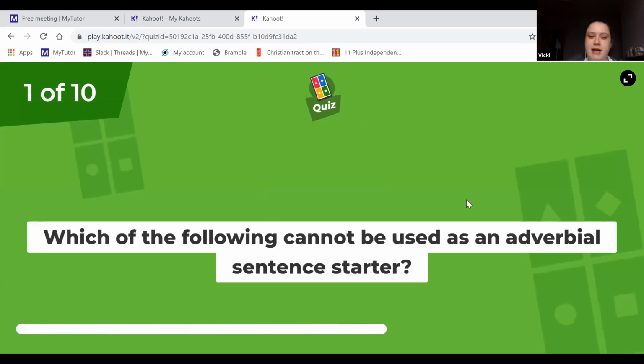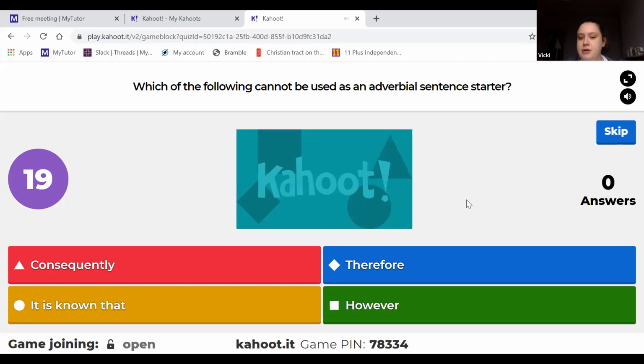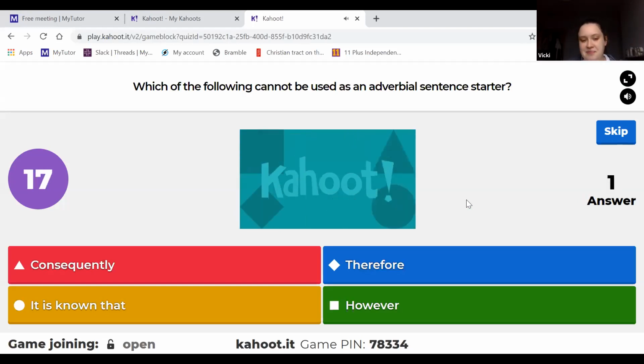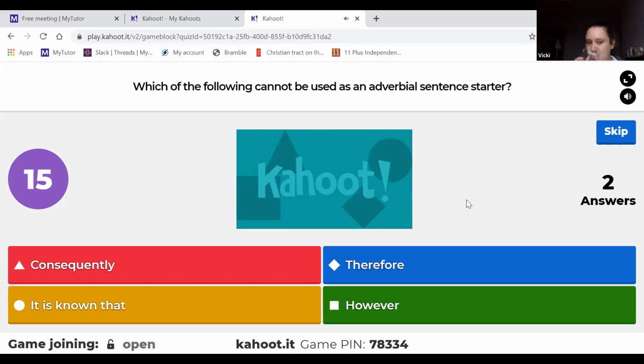So, which of the following cannot be used as an adverbial sentence starter? So if you don't know what an adverbial sentence starter is, don't worry, I'm going to go through it with you. So don't panic too much. It's pretty straightforward though.